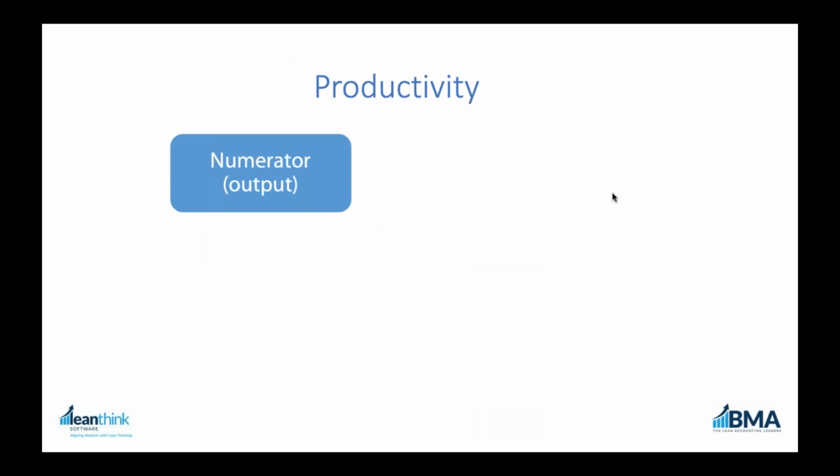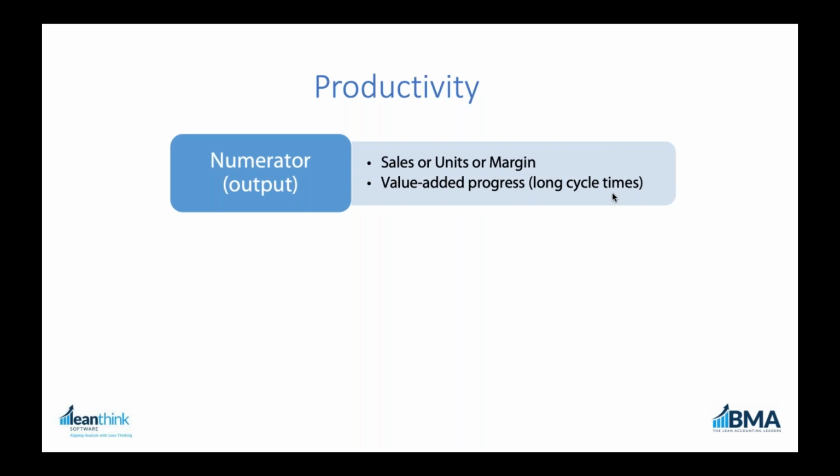Productivity, excuse me. We have the output number, which is our numerator. That can be sales, it can be units, it can be margin. In a business where you have long cycle times, it could be value-added progress, whether you're looking at it on a monthly basis or a weekly basis. For example, the software company, you might not be selling software every week. It might be a long selling process because it's a complex system.